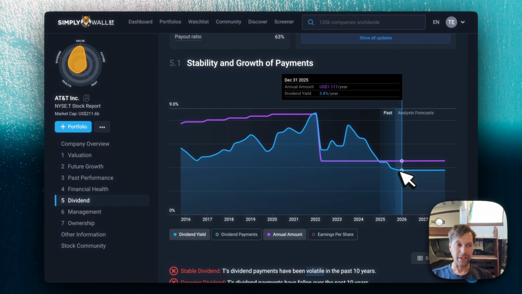And going forward, you could think of that as yield on cost, because we're going to say, well, going forward, we're going to forecast that yield, assuming you bought it today, right?